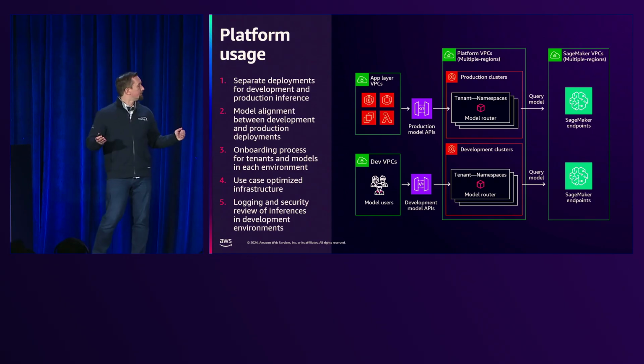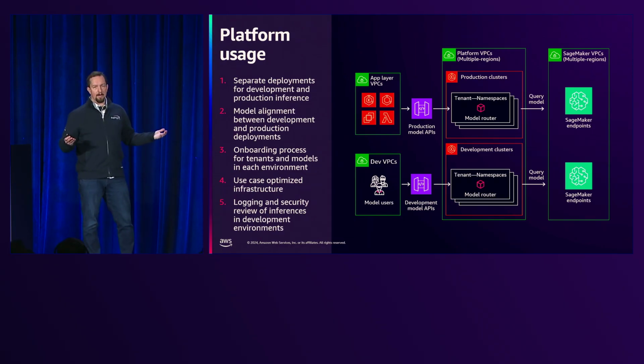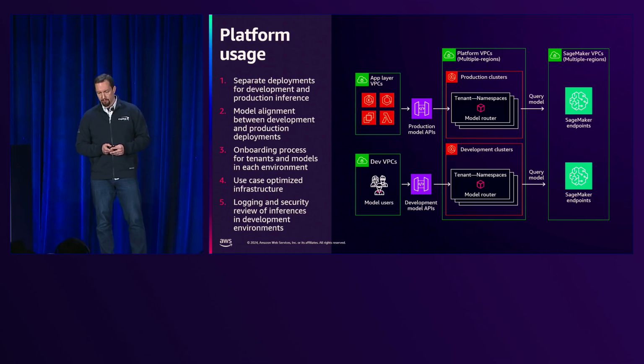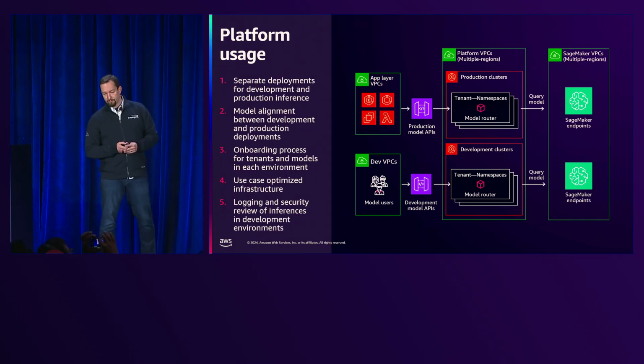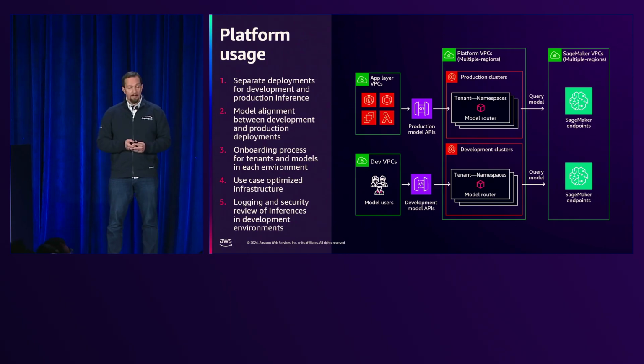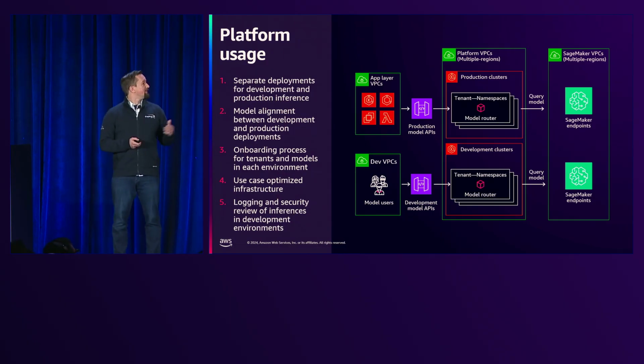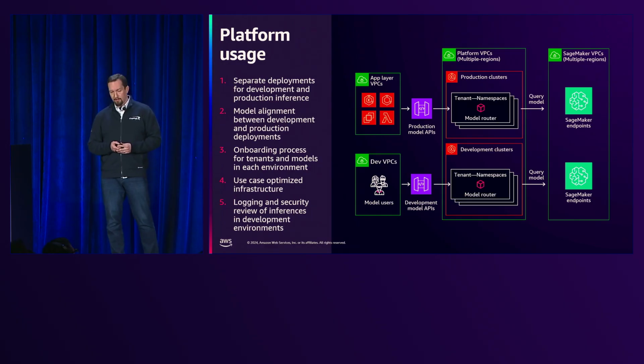Okay, so we have this platform. How are we actually using it? So we have basically two primary patterns for usage of the platform. And it's broken down into, on the top, a production set of use cases, and on the bottom, a development set of use cases. The production system provides access to a range of different orchestrators and compute patterns in the app layer, in the VPCs, each model being accessed through our production model APIs.